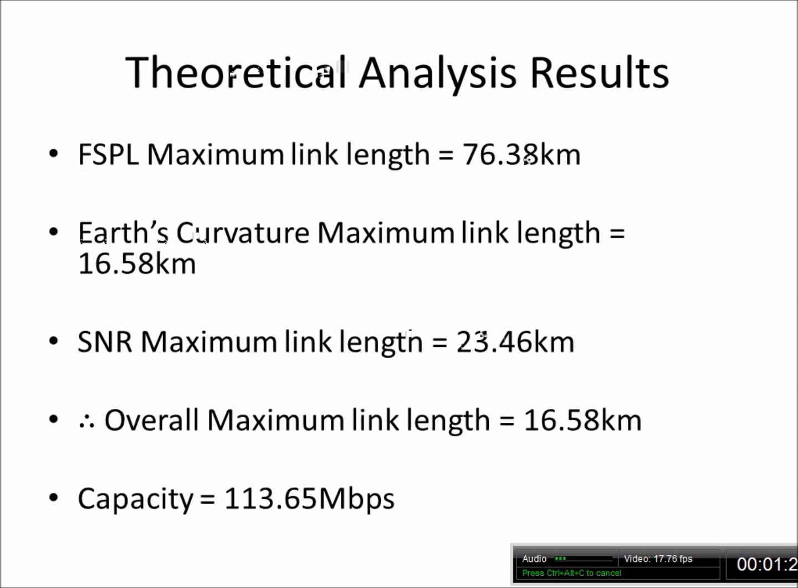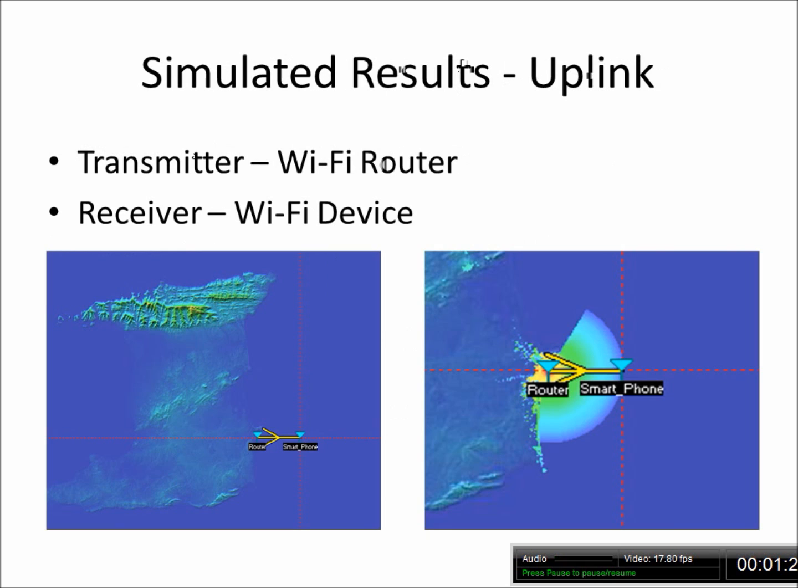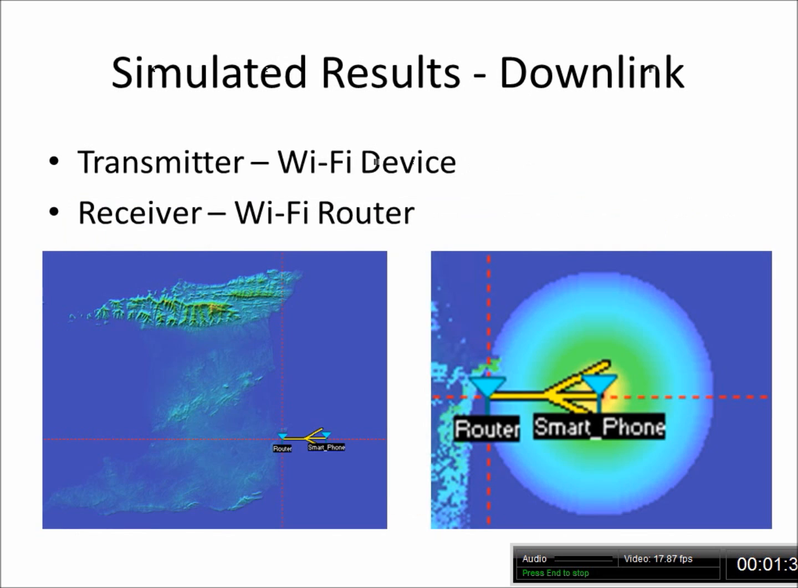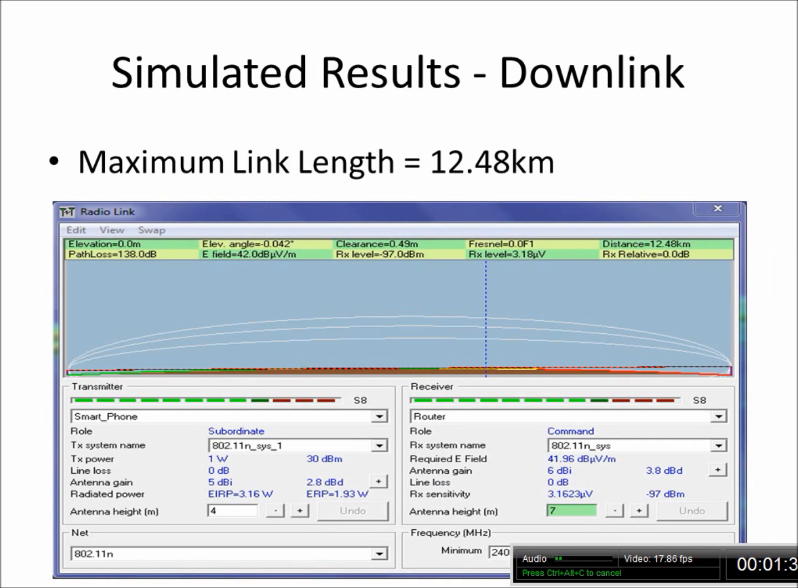A summary of the theoretical results is illustrated here. Now we have the simulated uplink results. The simulated uplink maximum length was determined to be 13 kilometers. Here we have the simulated downlink results. The maximum downlink length was determined to be 12.48 kilometers.